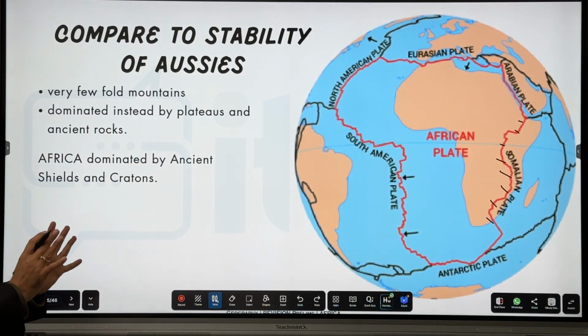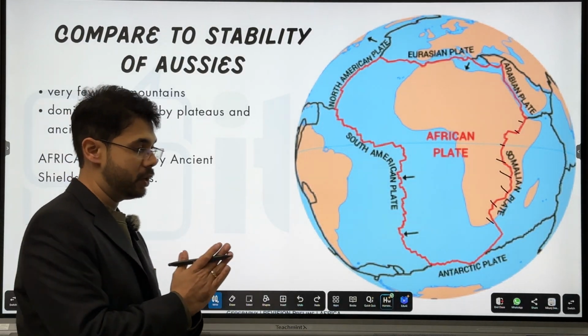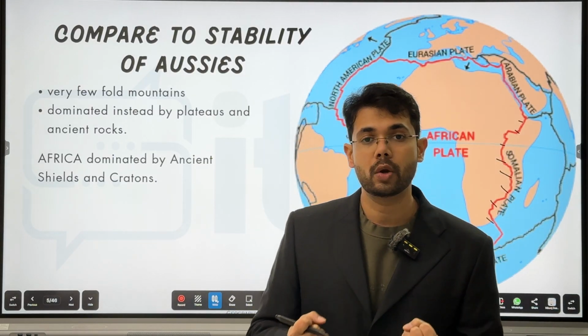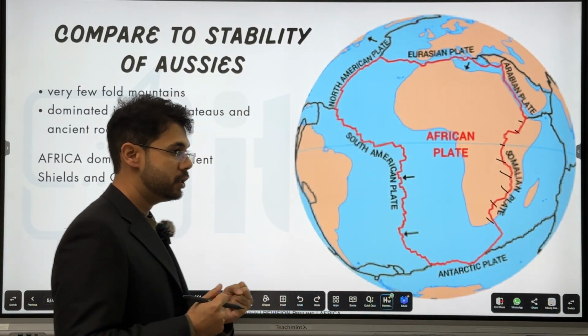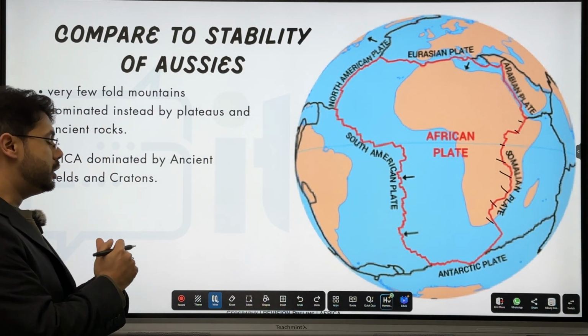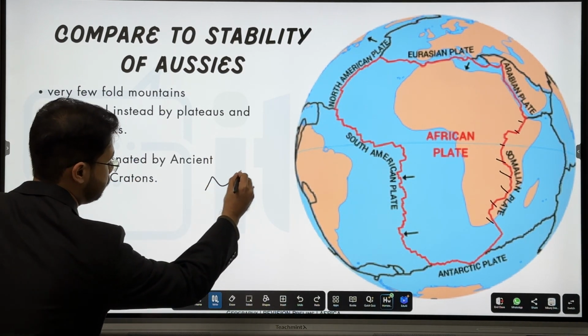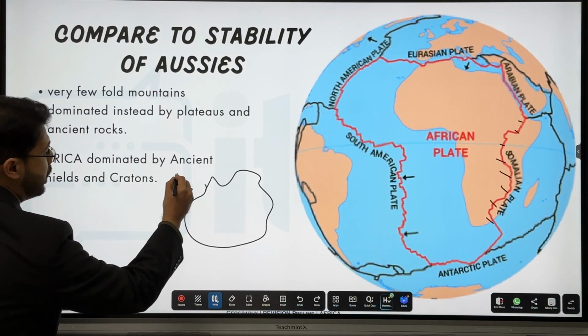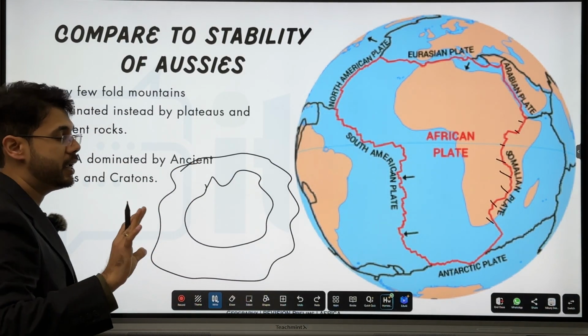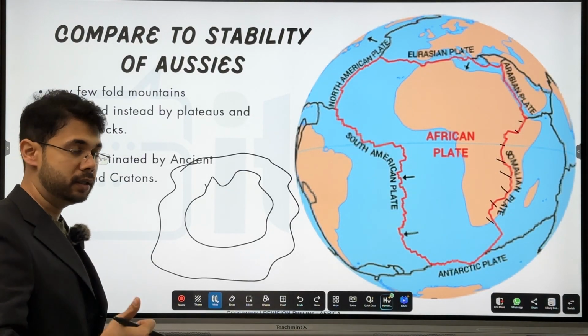Now, let's go to the tectonic plates and let's get into Africa. What is forming Africa? Why is Africa the way it is? Why not any other way? First things first, compare this to Australia. What did we learn in Australia? We had learned that these are the tectonic plates of Australia, and Australia is extremely stable.